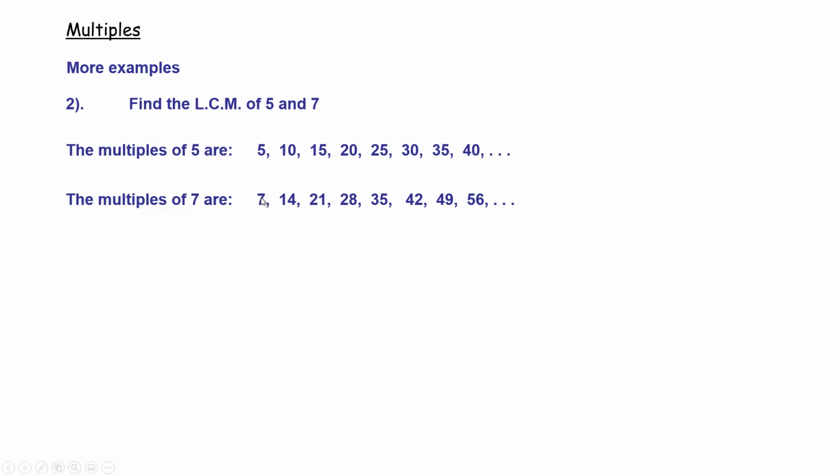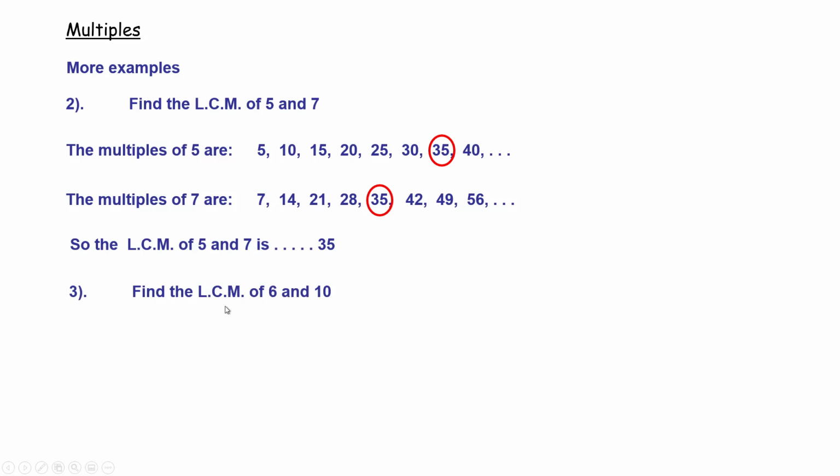And we're looking for the smallest number in both of those times tables. I've got 7 doesn't appear there, nor does 14. 21, no. 28, no. But 35 does. It's in both of them. So I'm using the larger times table to check in the smaller times table because 7 is bigger than 5, and 35 is our lowest common multiple. What I want you to do now is hit pause and find the lowest common multiple of 6 and 10 for me.